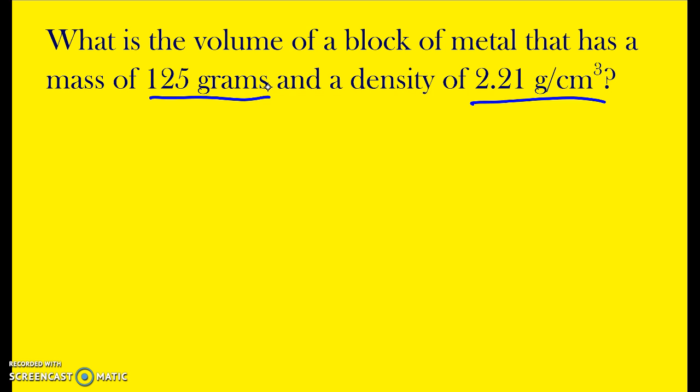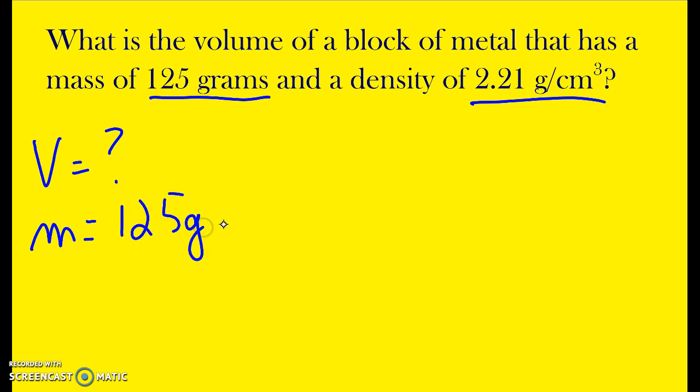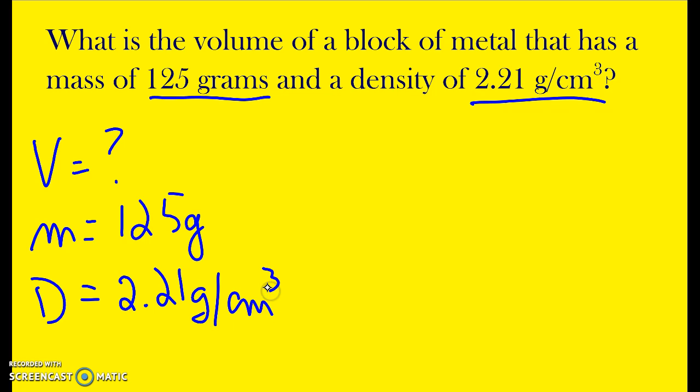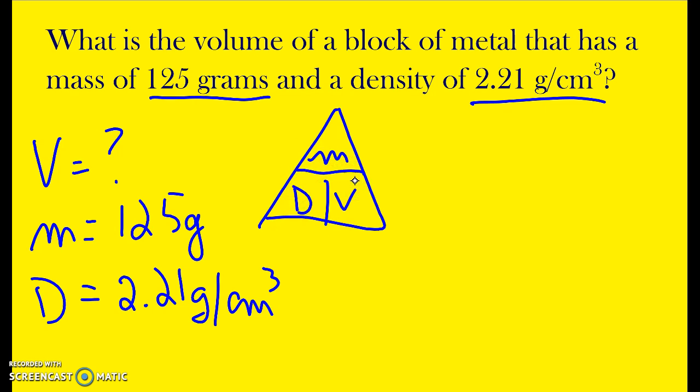So let's see what we have here. Volume this time is what we seek. Mass is 125 grams, and the density is 2.21 grams per cubic centimeter. Remember our triangle. Density is mass over volume. So I want volume in this case, which means I'm going to divide mass by the density. So volume is mass over density.